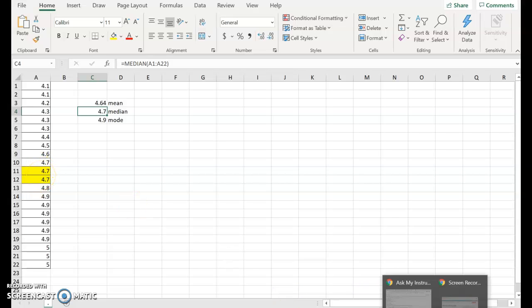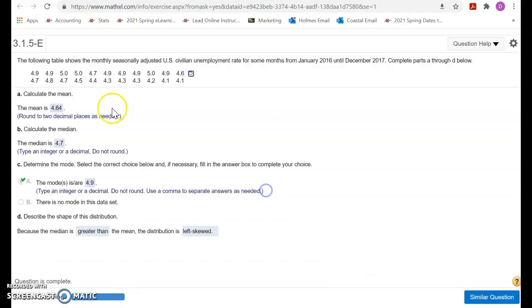Now going back to your problem, so the mode is 4.9. All right, because the median here is bigger than the mean, so the median is greater than the mean, which means the mean is going to be to the left. And when the mean is to the left of the median, then it is left skewed.